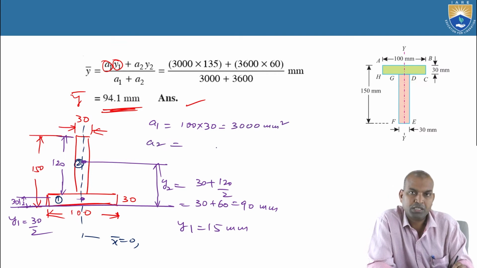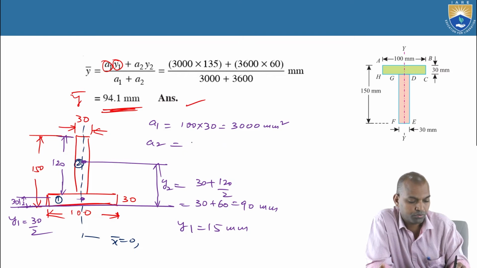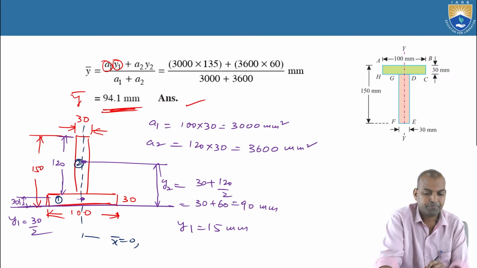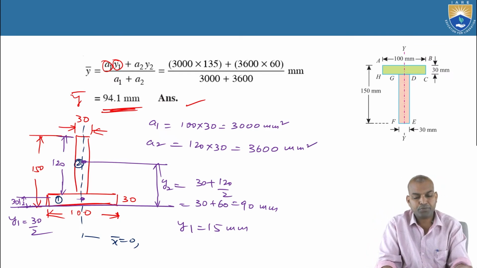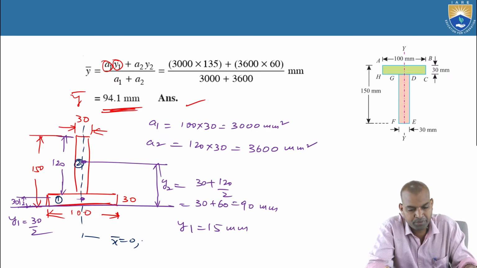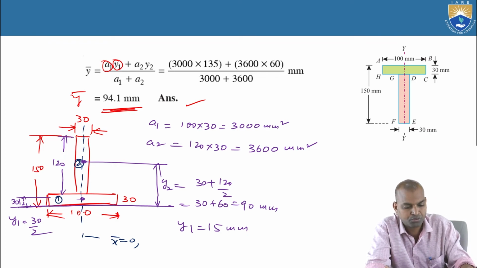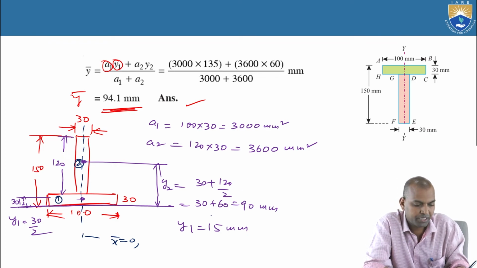And what is A2? The area of section 2 is 120 by 30, that is 3600 square millimeters. Now substitute in the formula, A1 Y1 plus A2 Y2 by A1 plus A2, and that is how bar Y comes.